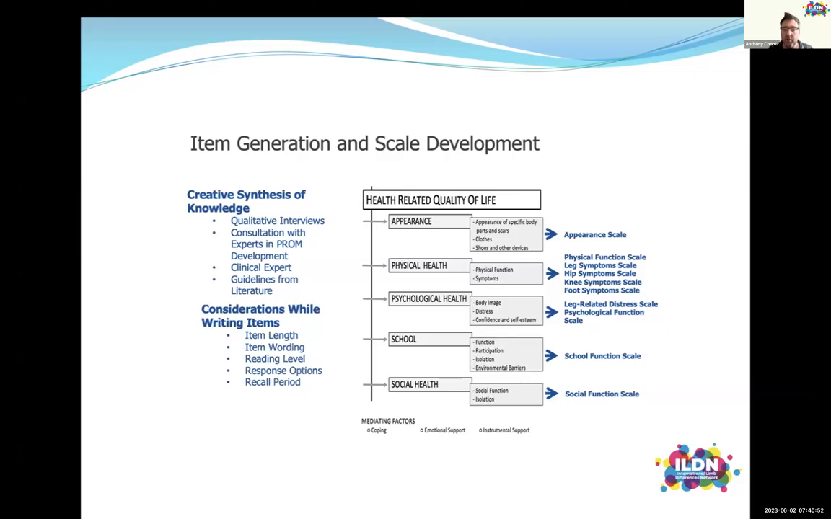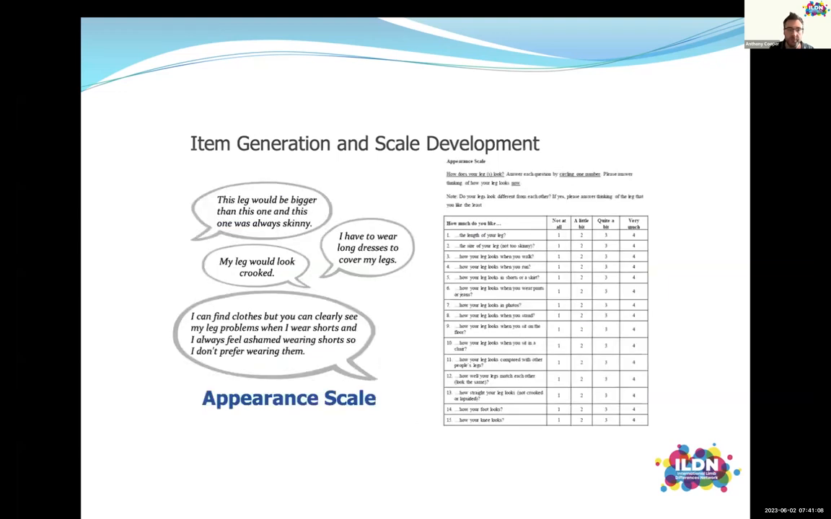We had to look at the response options because children are very prone to, if there's a neutral option, they'll choose a neutral option. And then we also had to think about the recall period. What's the period of time? Because obviously limb differences last a lifetime and the impact can be different at different times. So the recall period was important for this. So here's a few of the quotes that we had.